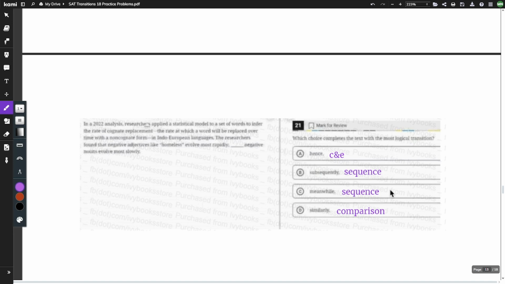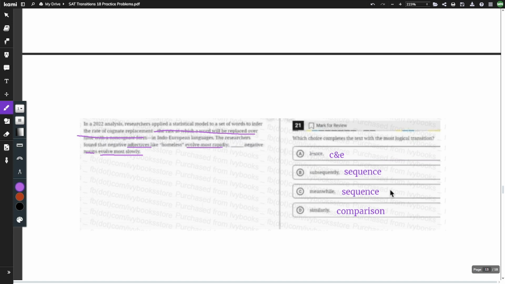In an analysis, researchers applied a model to a set of words to infer the rate of cognate replacement. Double dashes? Even though I know it's really hard to see, there's double dashes, so we can mark all this out. In Indo-European languages, the researchers found that negative adjectives like homeless evolve most rapidly, negative nouns evolve most slowly. So, they use this model to find the rate of cognate replacement. That's kind of babbling, but the main part down here, adjectives evolve rapidly, nouns evolve slowly. So, it's talking about two different things, and that's going to be contrast. Yeah, there's no contrasting options here, so we're gonna have to dig a little bit deeper.